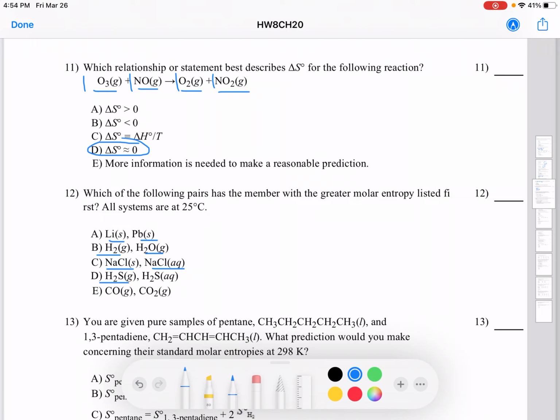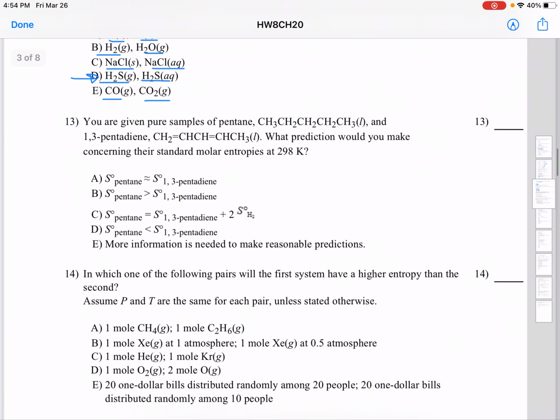D, hydrogen sulfide gas, H2S aqueous. What about that? Gas and the gas dissolved in water. So the gas has more entropy compared to the gas dissolved in water. So the correct answer is D. And then the last one, carbon monoxide gas, carbon dioxide gas. Carbon dioxide has one more oxygen compared to carbon monoxide. So that is also not the correct one. Carbon dioxide has more entropy compared to carbon monoxide. So the correct answer would be D.